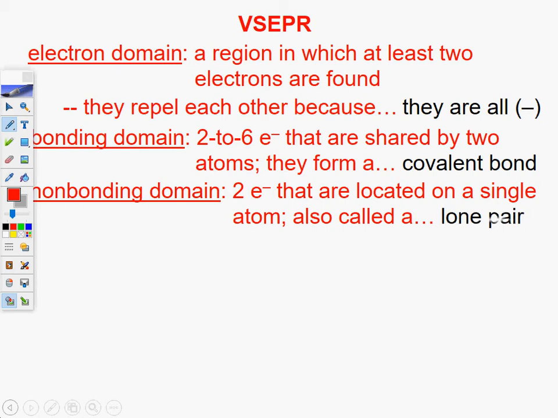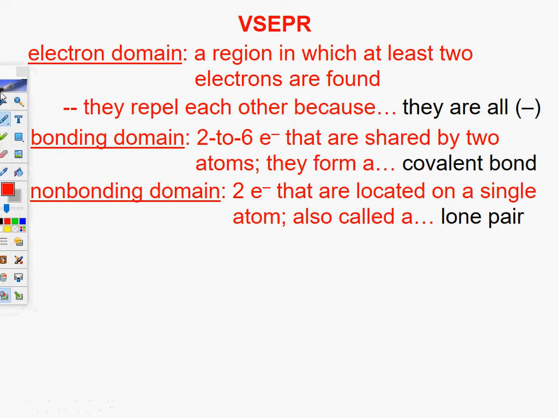Non-bonding, 2 electrons, are also called lone pairs. We're talking about the E's, the X's, and the A's. That's how we classify it, so we are successful on the exam.